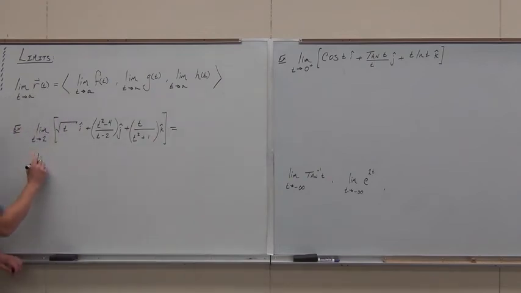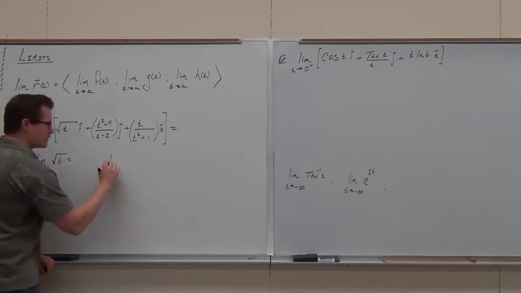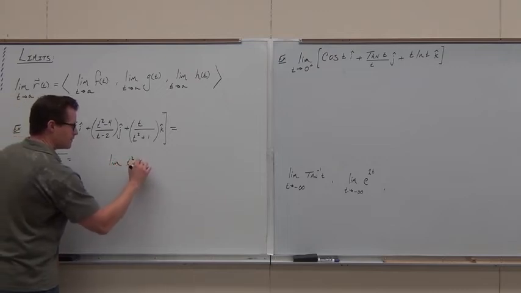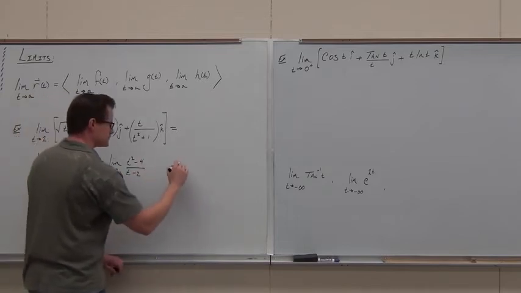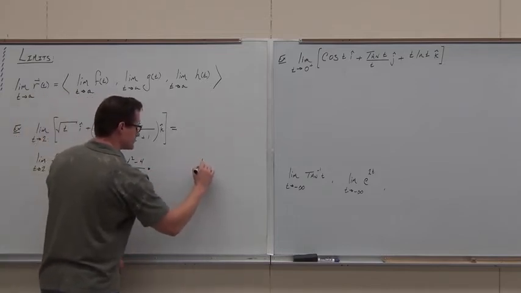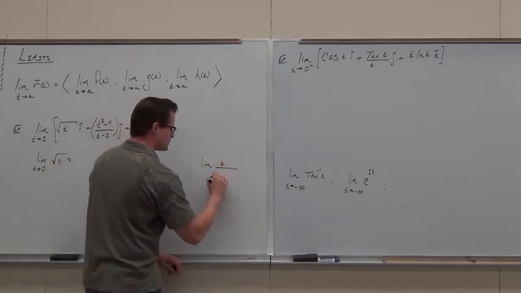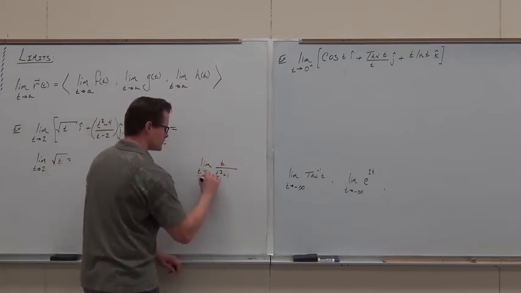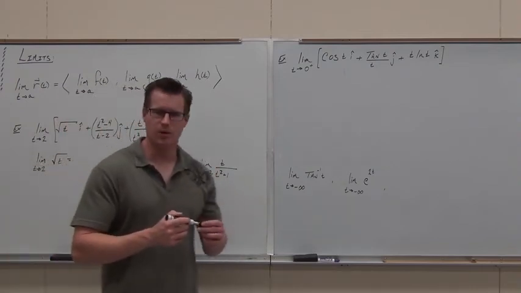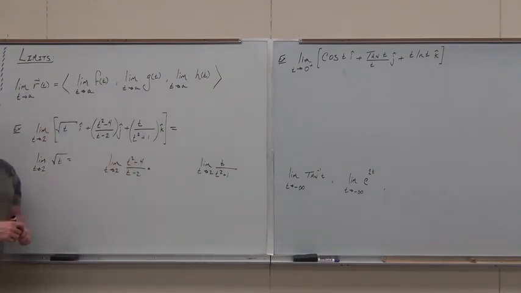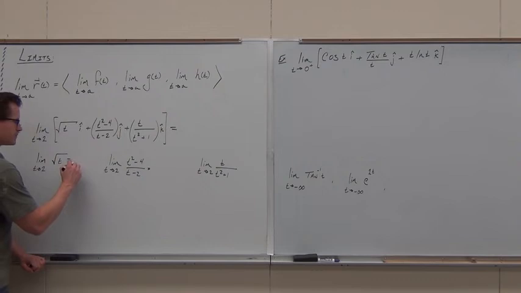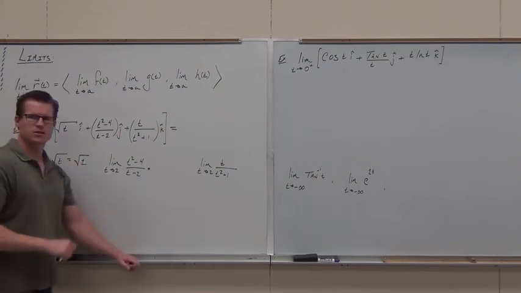So I would find the limit of this, and this, and this. Find the limit of each individual component, mash them together, and you got yourself a vector. So let's see, is there anything tricky about this one? Can we just plug in 2 and be okay? Yes. How much did we get? Beautiful. Can we just plug in 2 and be okay?